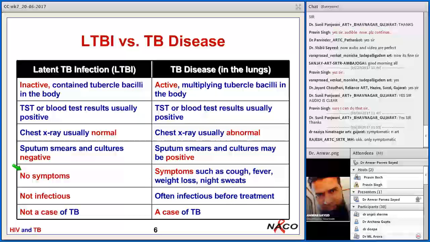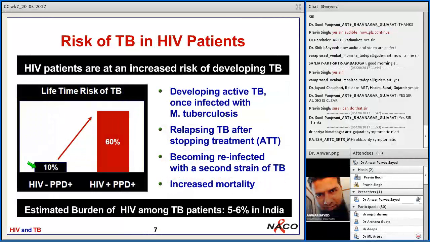So it is a similar analogy you can use there. In PPD positive, that is purified protein derivative, that is Mantoux positive, in simple terms, there is a 10% lifetime risk of development of tuberculosis, but in HIV positive, this risk increases to almost 60%. That is, the lifetime risk of TB increases. So that is why the estimated TB among PLHIV in India is 5 to 6%.